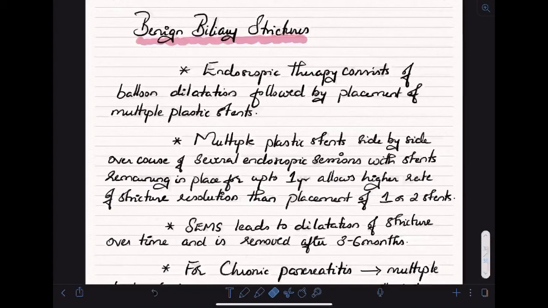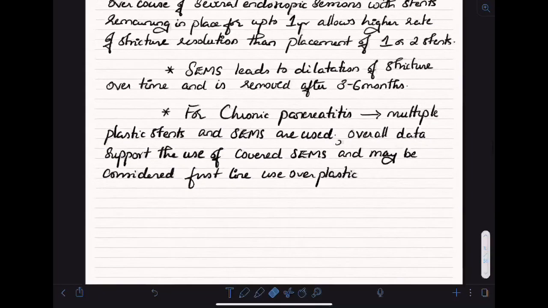Benign biliary strictures. Endoscopic therapy consists of balloon dilatation followed by placement of multiple plastic stents. The multiple plastic stents are placed side by side over the course of several endoscopic sessions, with stents remaining in place for up to 1 year, which allows a higher rate of stricture resolution than placement of 1 or 2 stents. SEMS leads to dilatation of the stricture over time and is removed after 3 to 6 months. For chronic pancreatitis, multiple plastic stents and SEMS are used. Overall data supports the use of covered SEMS, which may be considered as first line over plastic.